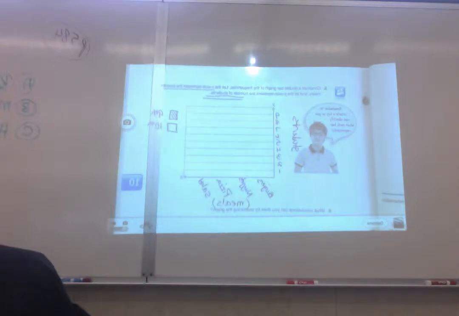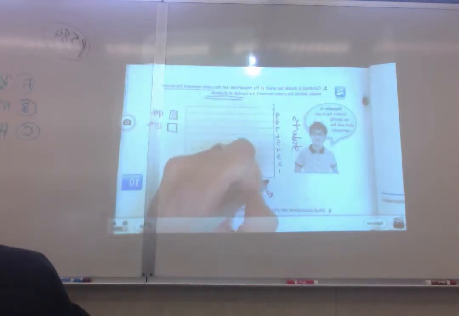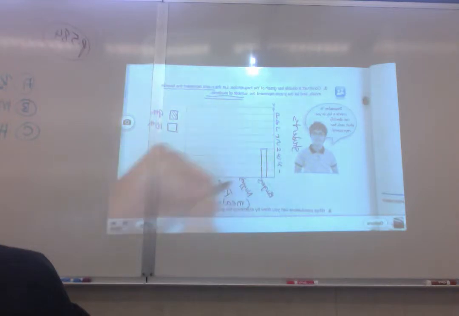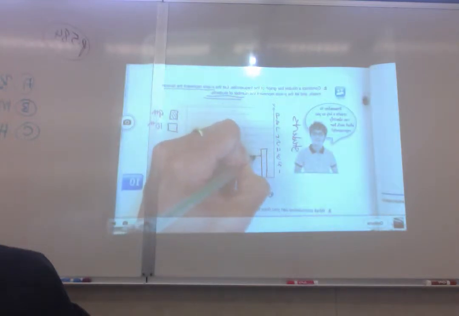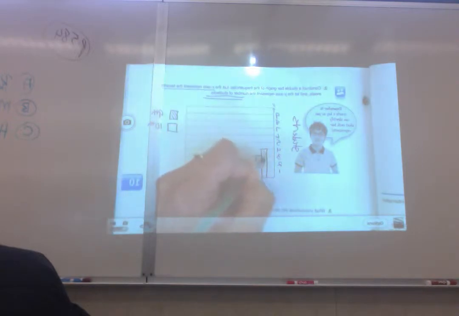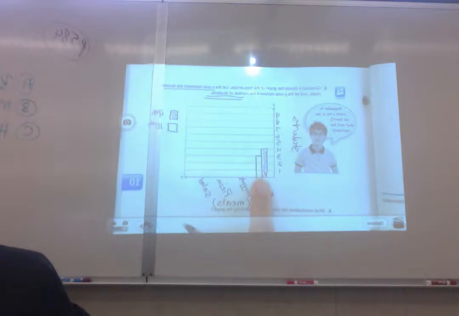Now I go down to my table on 584, and I say burgers for 9th grade is 4. I make a bar up to 4. And burgers for 10th grade is 3. So that's going to be the side by side. I shade the 9th grade bar, and both of those bars are attached together right above the word burgers.